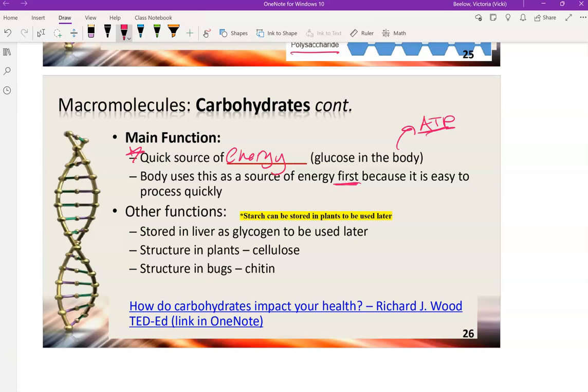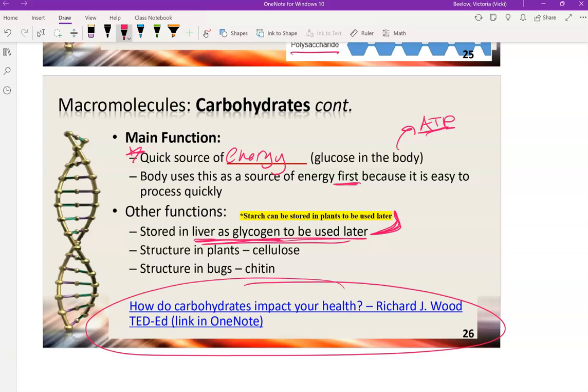Other functions, so like I said, in humans or animals in general, we can store glycogen in the liver. So that can be later converted into glucose and then used for energy. Like I said, structure in plants, the cellulose makes up the cell wall, and structure in bugs, chitin. And then kind of analogous to this, plants will store starch to use later as a source of energy.